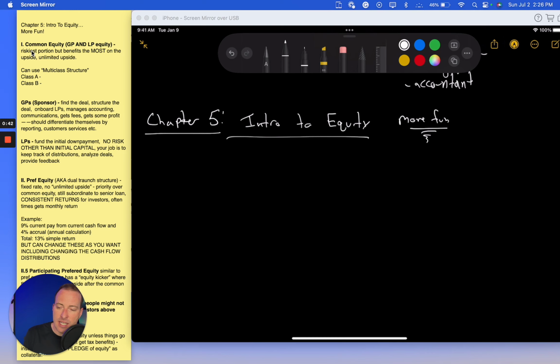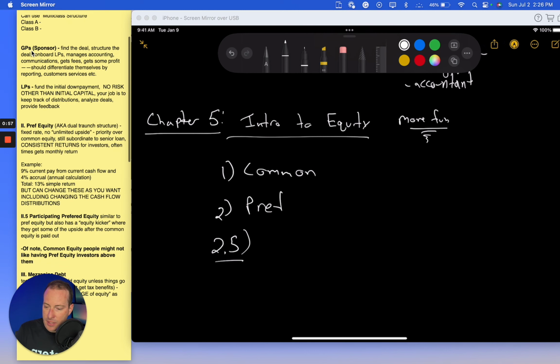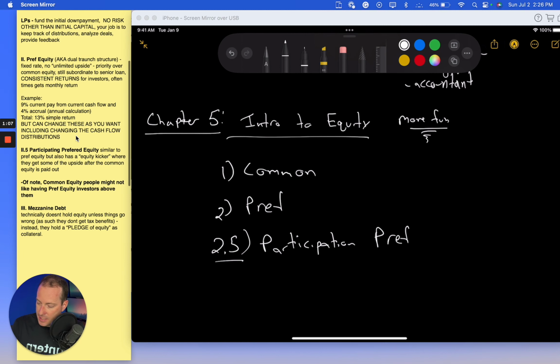So types of equity are very important here. One, common equity. Two, pref equity. 2.5 is going to be participating pref equity. And then finally, mezzanine. Talk about mezzanine debt.